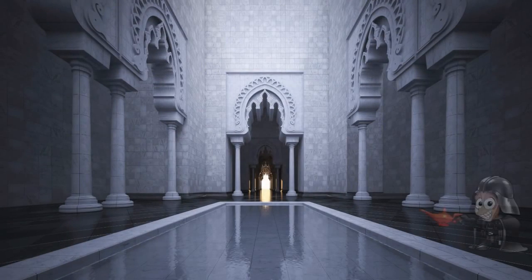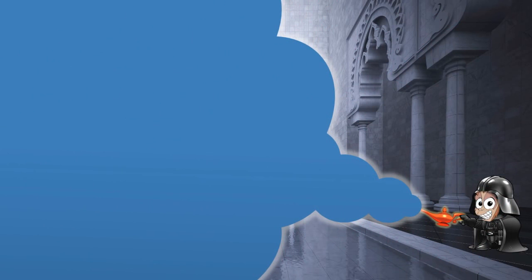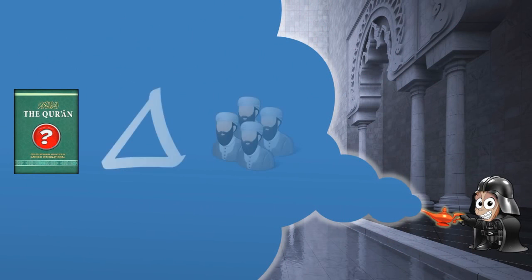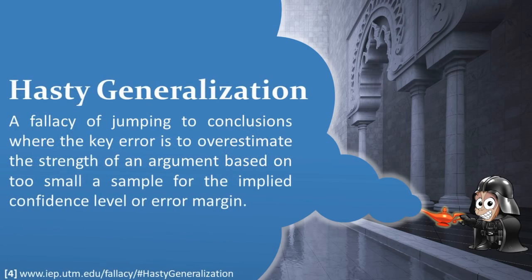However, there are some major problems with his claims. You see, there are a number of logical fallacies he's committed throughout his video. Among them is the idea that because one translation, i.e. Sahih International, appears erroneous, this therefore proves that Islamic scholarship in general cannot be trusted. But this is nonsensical and is known as the fallacy of hasty generalization, or a fallacy of jumping to conclusions where the key error is to overestimate the strength of an argument based on too small a sample for the implied confidence level or error margin.